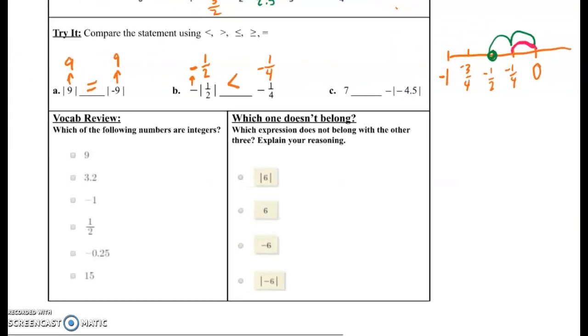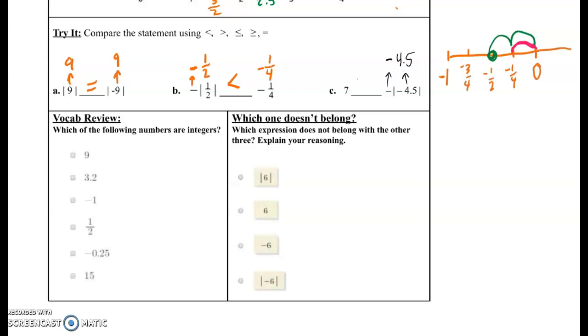All right, and then the last one in our try it is asking which one is bigger, 7 or the absolute value of negative, and then absolute value of -4.5. So the absolute value of -4.5 is just the +4.5, but we have a negative on the outside of our absolute value bars, so that comes back up. So now we have which one is bigger, 7 or -4.5.